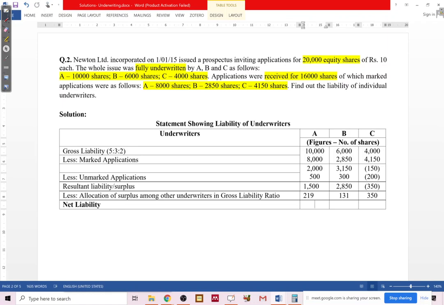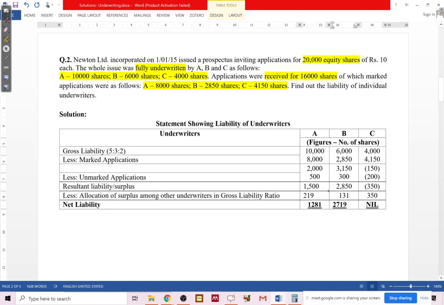1500 minus 219. You get 1281. Then 2850 minus 131. You get 2719. And C doesn't have any liability because he did in excess. So he will not have any liability that he needs to pay to the company. He is free now. Okay. So these two, that is A and B, have the liability that we have just calculated. C is free because he had right in the beginning sold a lot more applications than what he needed to. Is that fine?